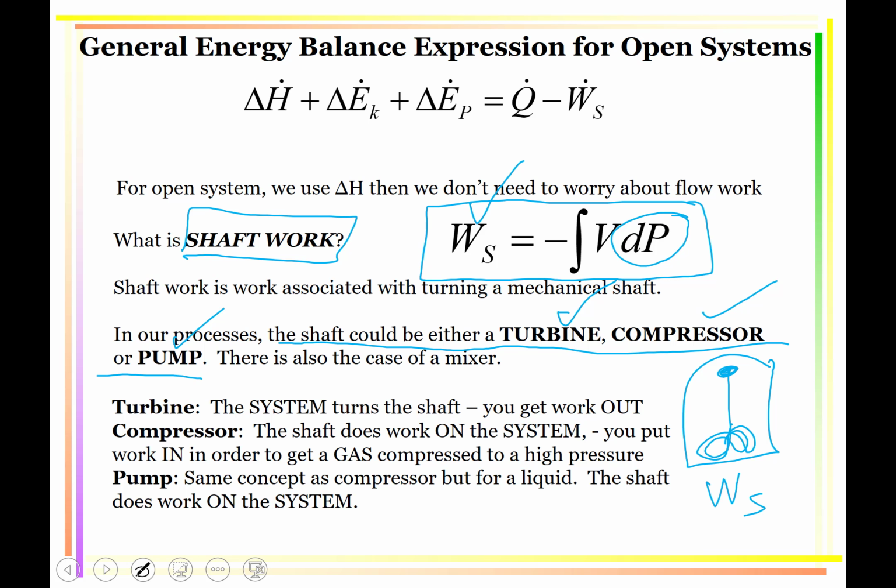So again, in the pump, the shaft does work on the system. If the work is done on the system, it'll have a negative value. If the work is done by the system, then the work will have a positive sign. All right, so let's do an example calculation.